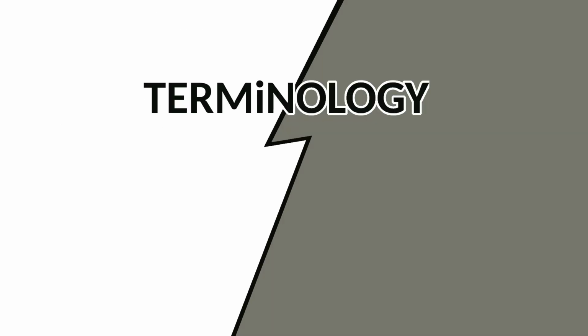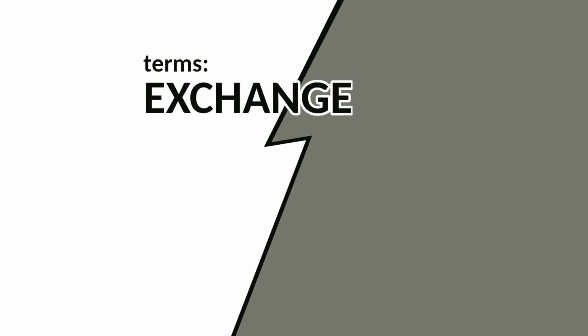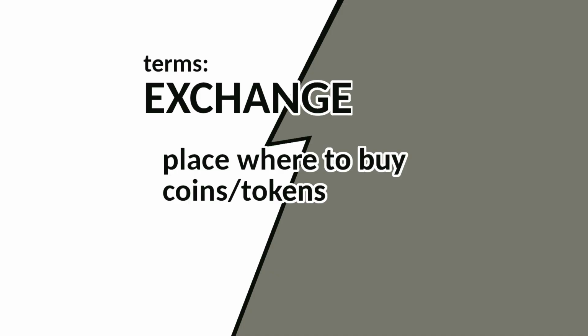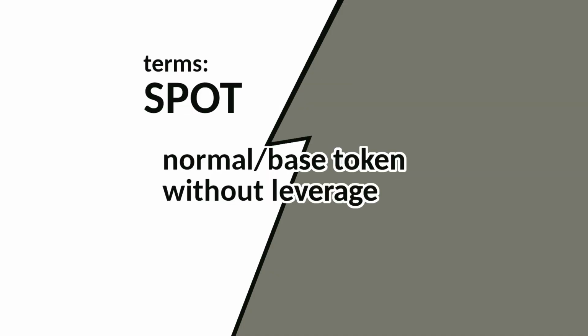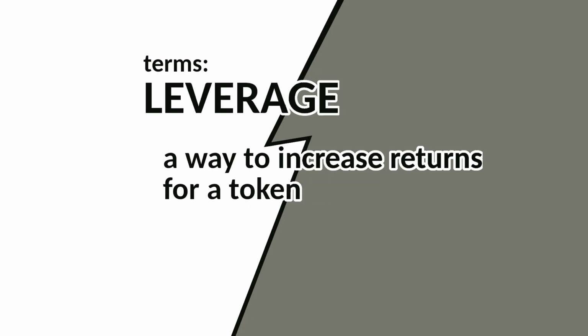But before we continue, let's go through some terms. Exchange, a place where you trade money for tokens. Spot, a normal token without leverage. Leverage, one way to increase gains on a token.